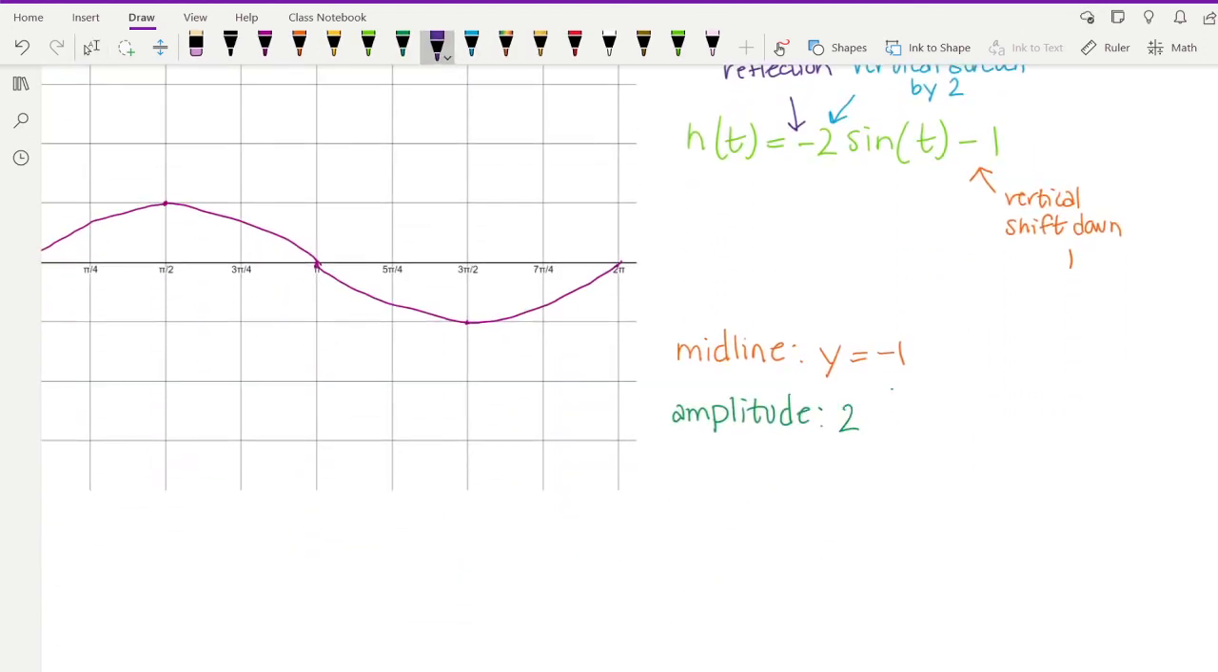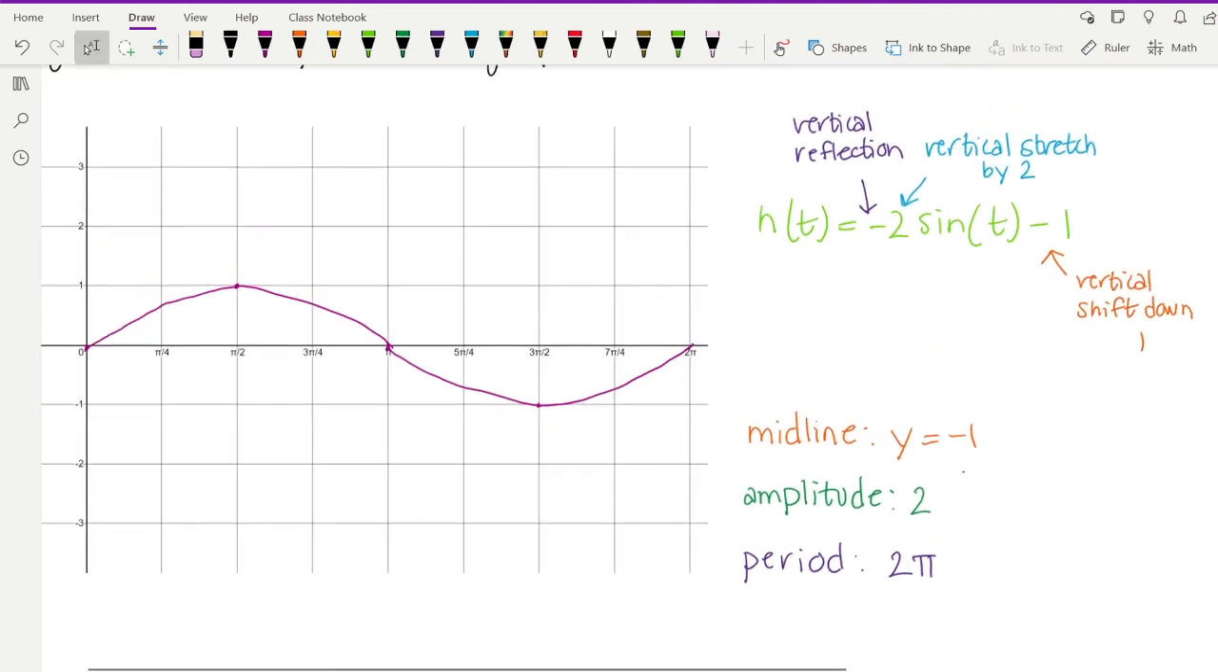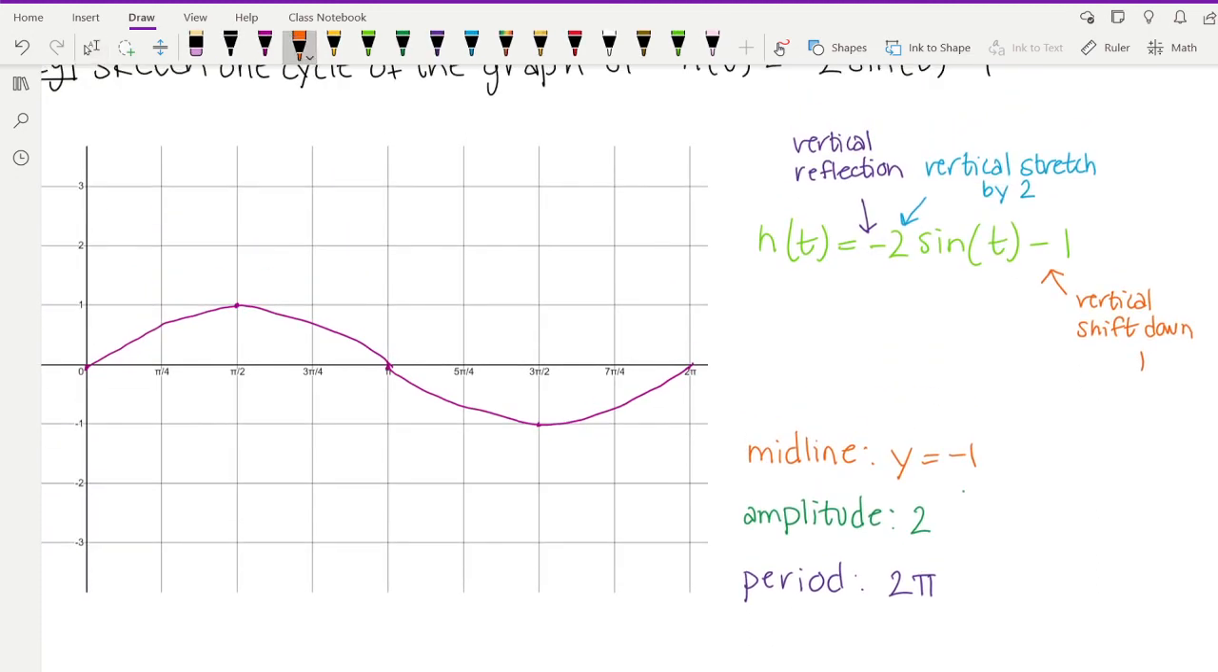And then the period, as I've mentioned a few times now, the period is not going to change for these graphs that have not been affected horizontally, but let's just still write it down. Okay, so I'm going to put these pieces of information onto our graph, again, to serve as a guideline for sketching our graph. So there's our midline. Because the amplitude is 2, we can use that to figure out where the maximum and minimum height of this graph are going to be.